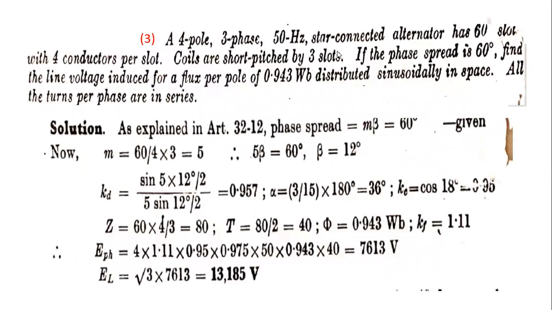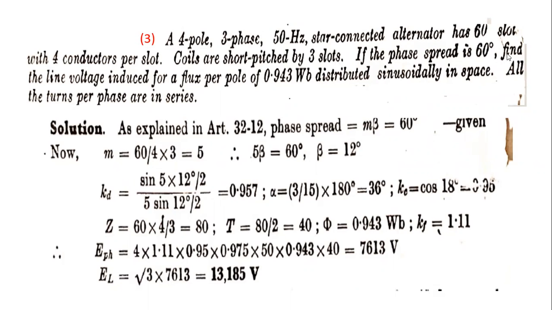Okay, next coming to the third problem. A 4-pole, 3-phase, 50 Hz, star connected alternator has 60 slots with 4 conductors per slot. Coils are short pitched by 3 slots.